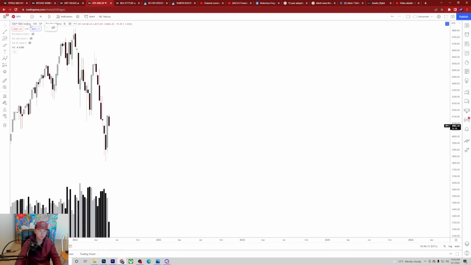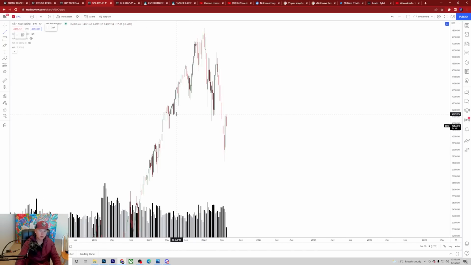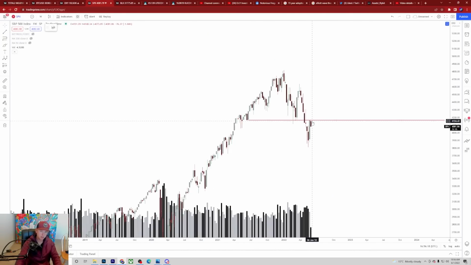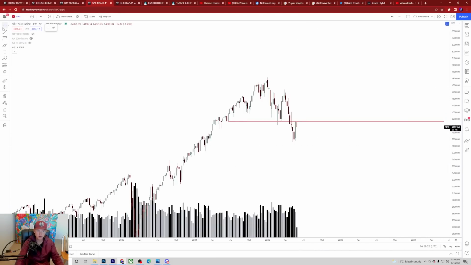Let's remove our drawing tools right here before we wrap this up. We're basically right below this resistance level. So this is either going to be a lower high and a lower low, or we're going to maintain support, break above this, and then that's going to be the reversal point. I really see the potential of either, but we really need to see us break above this resistance right here in order to do so.